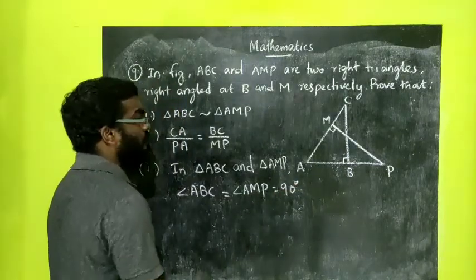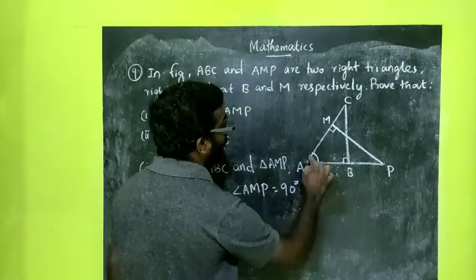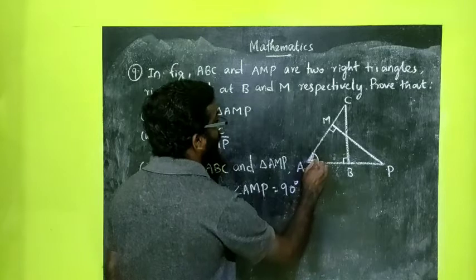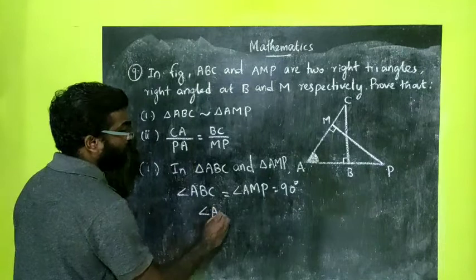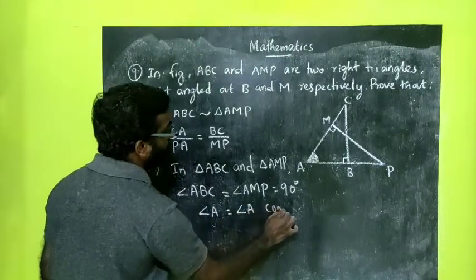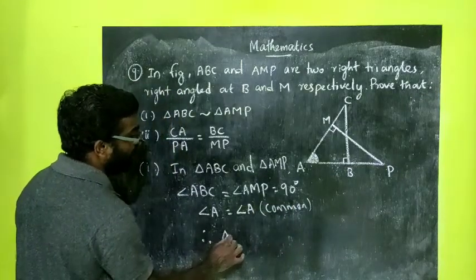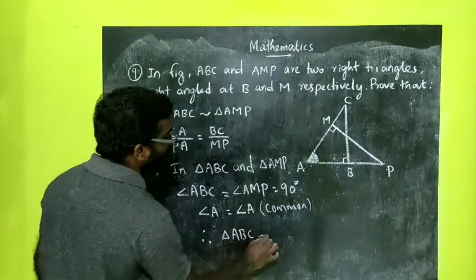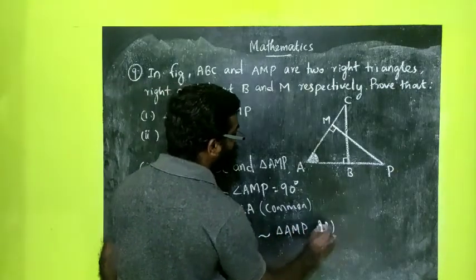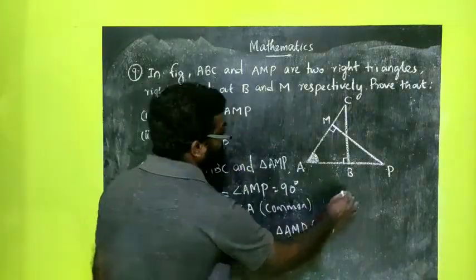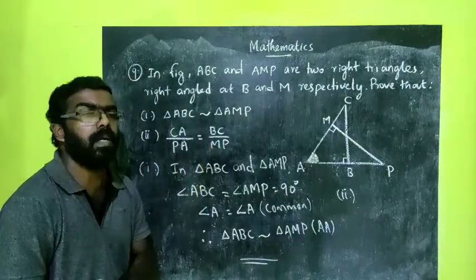Then what about angle A? In triangle ABC and triangle AMP, both the triangles have the common angle A. Okay, so angle A is equal to angle A, which is common. So the proof is over. Therefore, by AA similarity criterion, triangle ABC is similar to triangle AMP. AA similarity criterion. And the second part is CA by PA is equal to BC by MP.